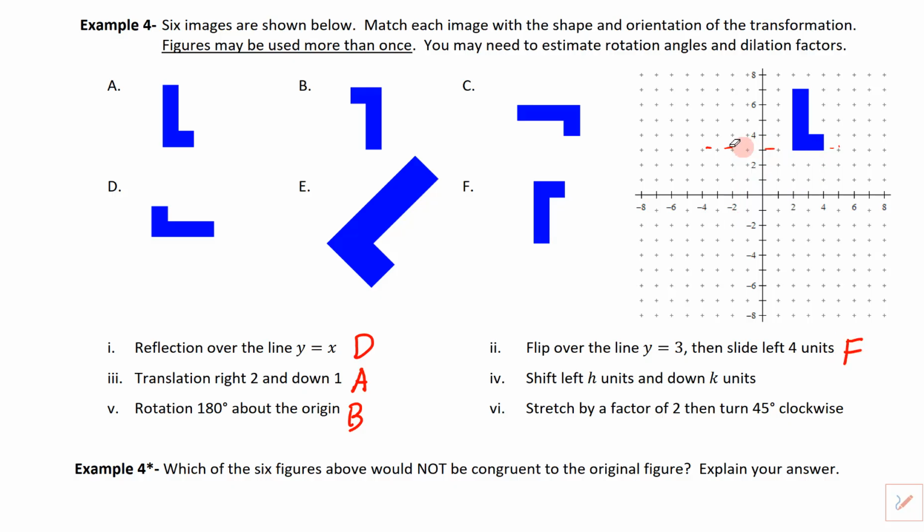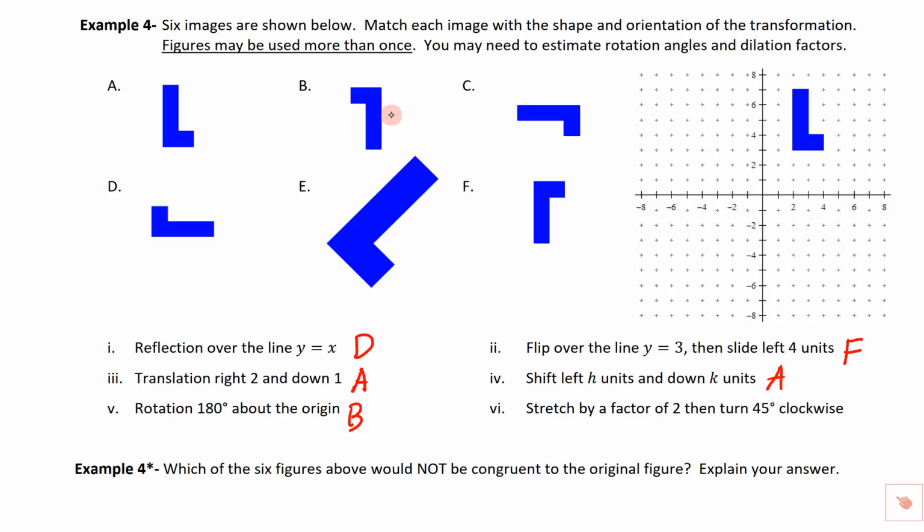So I'm going to go ahead and get rid of that right there, and let's take a look at the next one. So the next one here is IV, so that's a Roman numeral 4. So shift left H units and down K units. Okay, well they didn't even give us any values for this, but if we were to take every point and move it left, and then down a certain number of units, it's going to take the shape. Again, this is just like sliding it around. This is like this one right here. So this is going to be A again, okay?